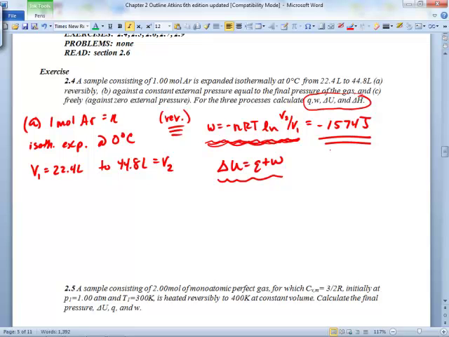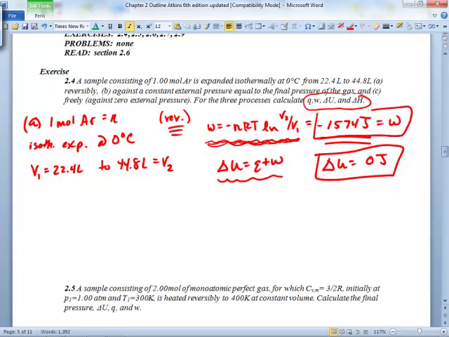Did they ask for, oh, they did ask for delta U. Okay. Delta U is 0. Right? We have our W. We should put boxes around this. It makes it a lot easier to grade. Okay. Now we should know Q. Q is going to be positive 1574. Okay, we're getting there.